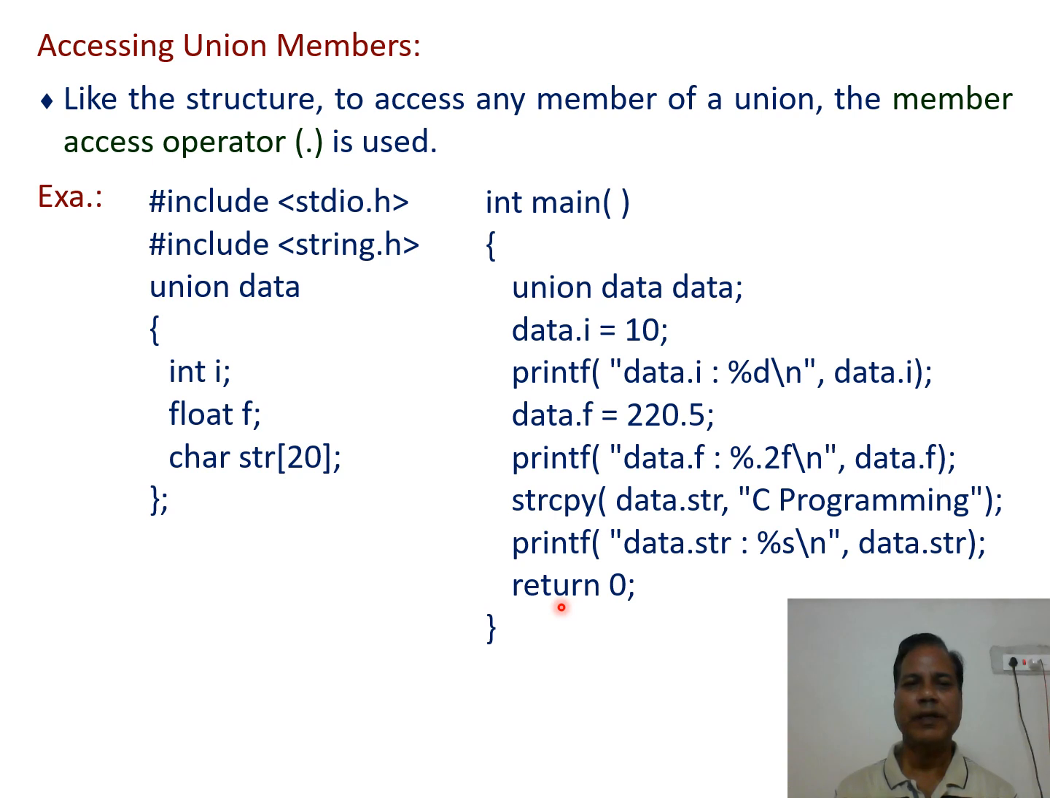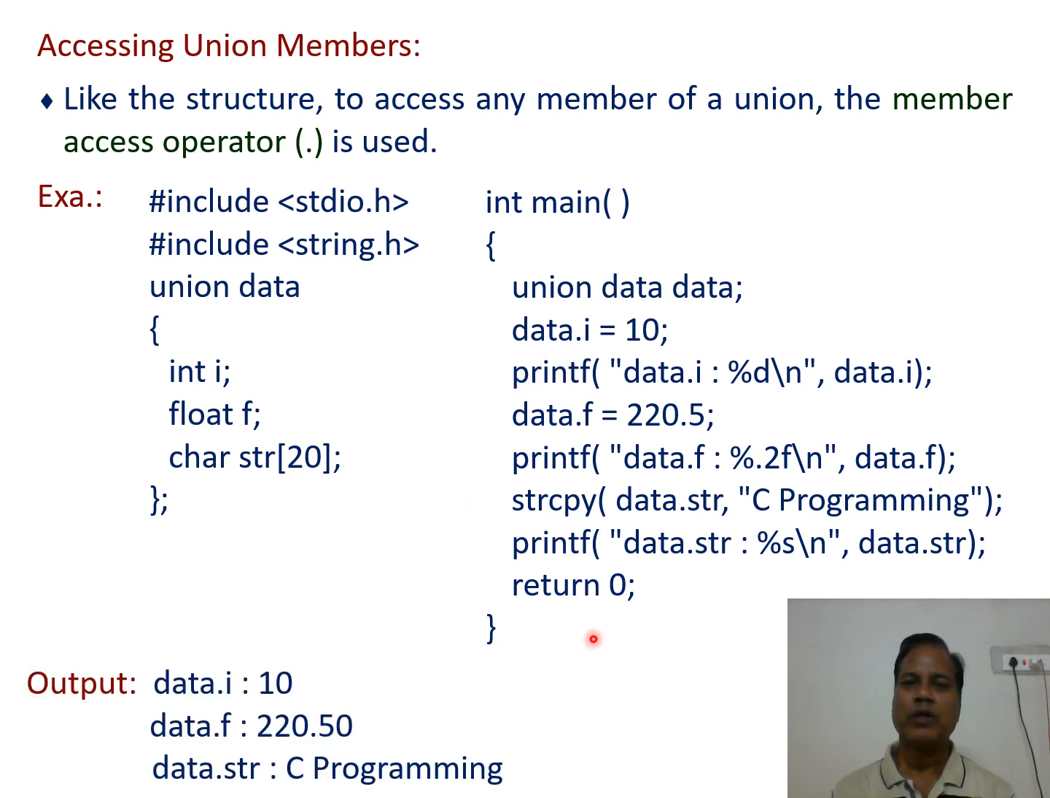So in this way we discussed how union members are accessed using the dot operator. This is similar to accessing the member variables of the structure. So when this program is run, we get the output like this: data.i colon 10, data.f colon 220.50, data.str colon C programming.